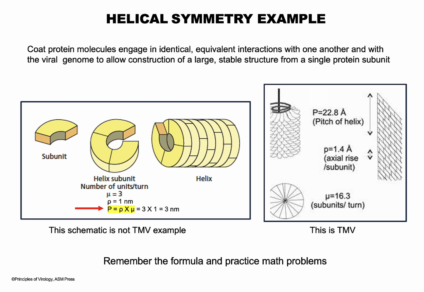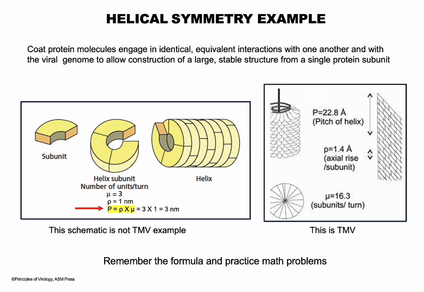Repetitive interactions among coat protein subunits form discs that have been likened to clock washers, which in turn assemble as a long, rod-like right-handed helix. In the interior of the helix, each coat protein molecule binds 3 nucleotides of the RNA genome. Therefore, the coat protein subunits engage in identical interactions with one another and with the genome, allowing the construction of a large, stable structural form from multiple copies of a single protein.